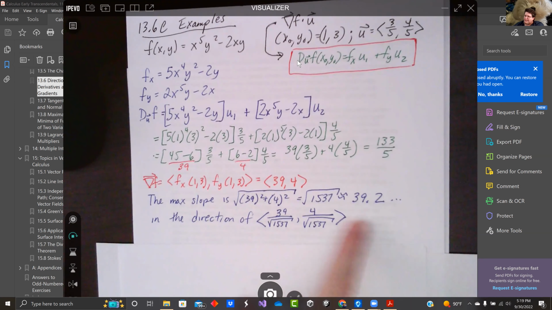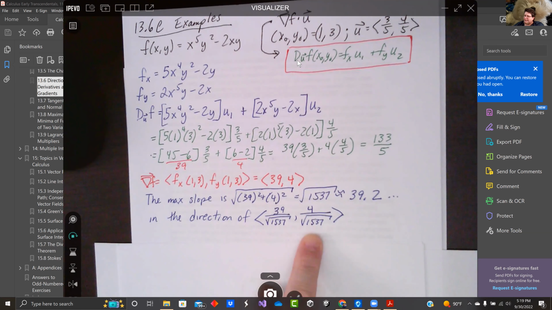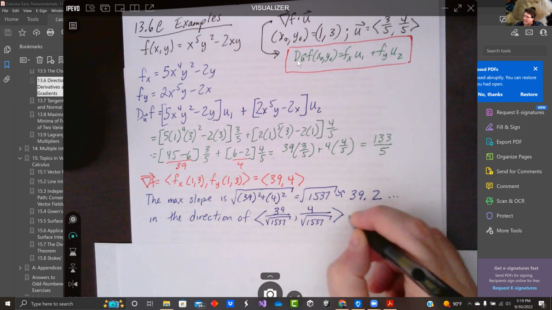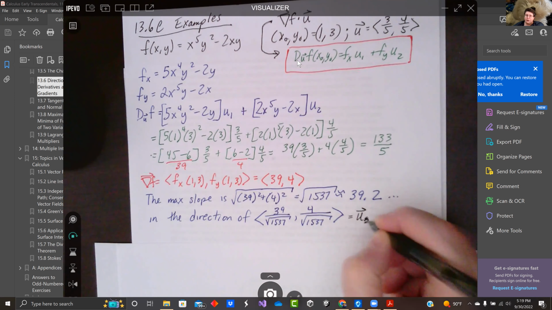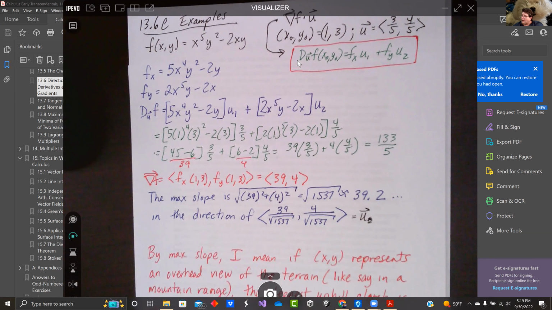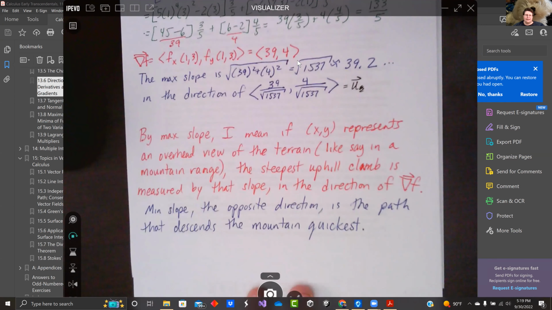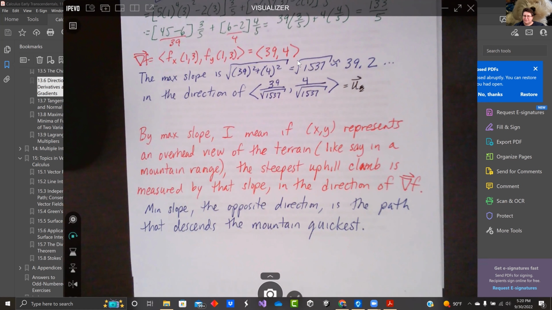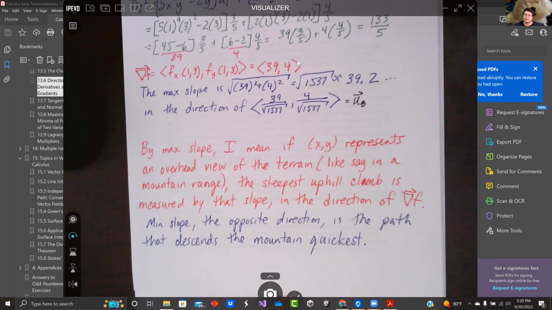And so when we normalize the gradient of f, we divide through by that magnitude. This is the direction of u that we'd have to be going in, such that we have the steepest slope. And by max slope, I mean if xy represents an overhead view of the terrain, like say a mountain range, we talked about this in the last video, the steepest uphill climb is measured by that slope in the direction of the gradient of f. The min slope is the opposite direction, the path which would descend down the mountain the quickest.